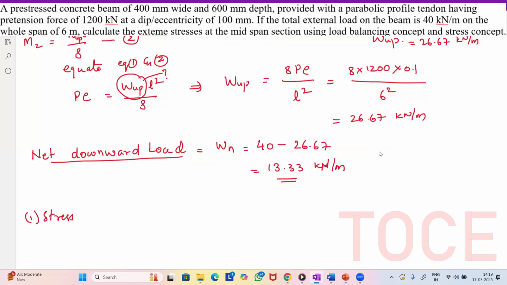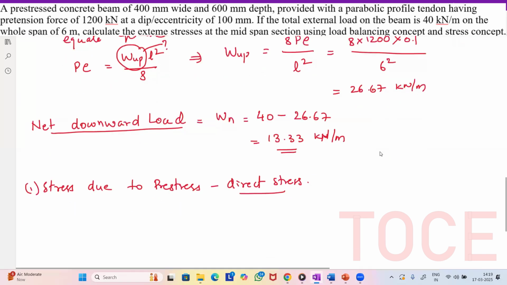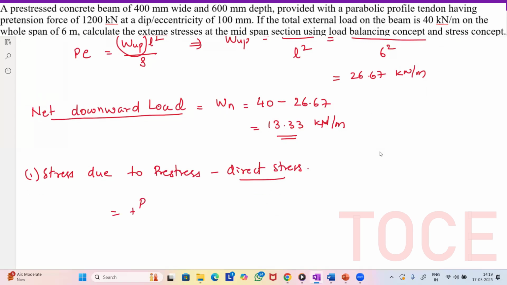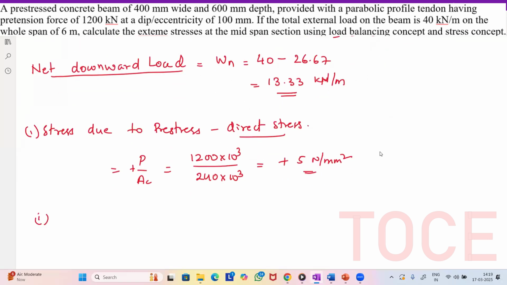So first one, the stress due to prestress. So that is the direct stress. So the direct stress will be compressive. Okay. So that is plus P by area of concrete, right? So it is 1200 into 10 to the power of 3, and area of concrete is 240 into 10 to the power of 3. Okay. So it will be plus 5 Newton per mm square. Okay. Now let us calculate the stress due to the net load.